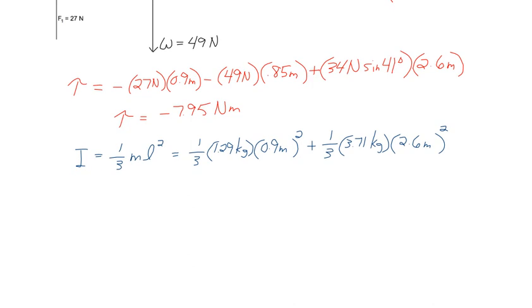So if you solve that, the way I would put this in my calculator is 1.29 times 0.9 squared divided by 3 plus 3.71 times 2.6 squared divided by 3. And if you do that, the answer should have come out to be, I hope, 8.71 kilogram meters squared. And what I just did there, what I did in blue, that is 10 points.